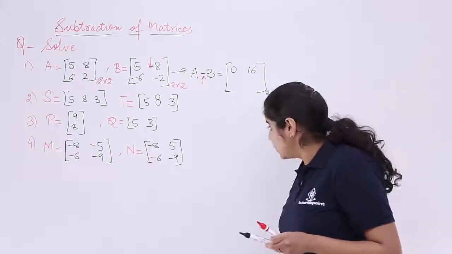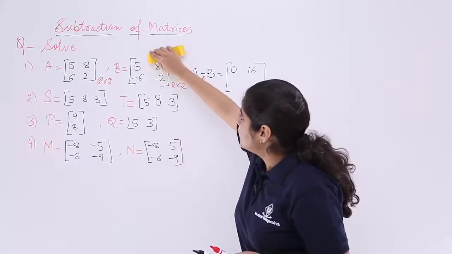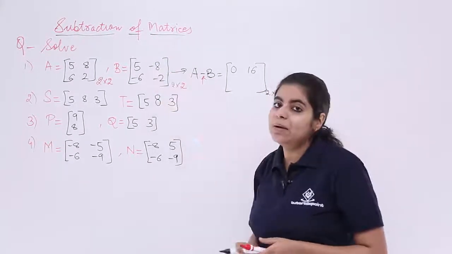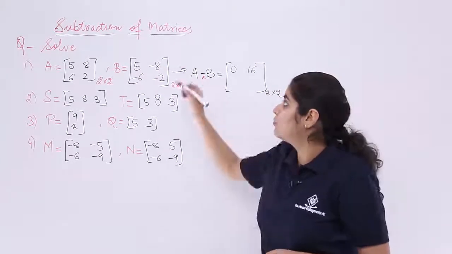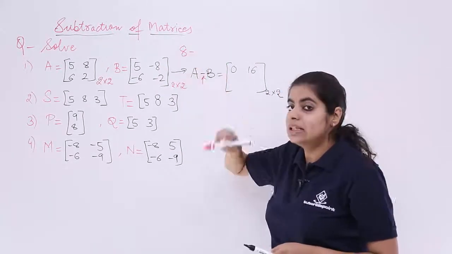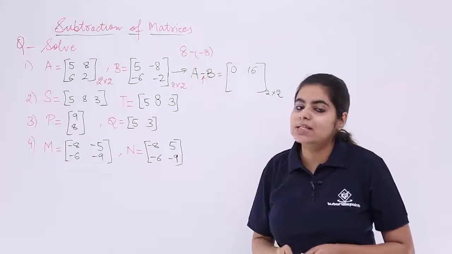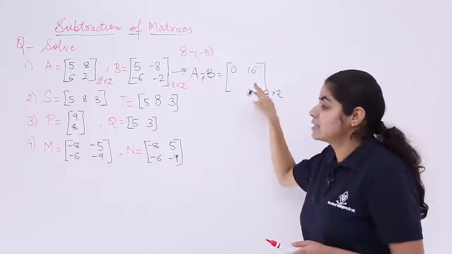I again repeat, how did we do it? We basically know that this element which was given to me was minus 8 and I know that A minus B means the first element minus the second element. Second element is minus 8. So, it becomes 8 plus 8, which is 16. So, I have written here 16.